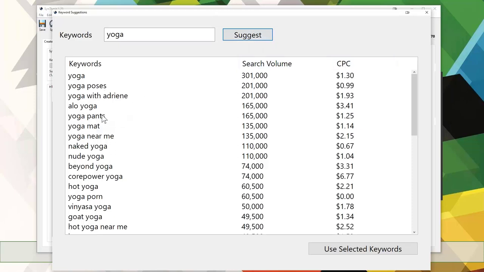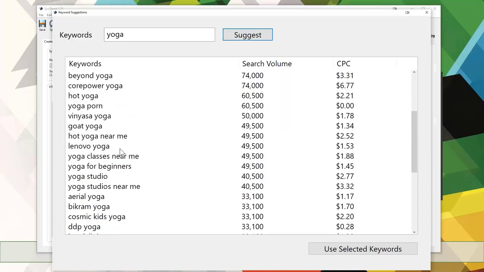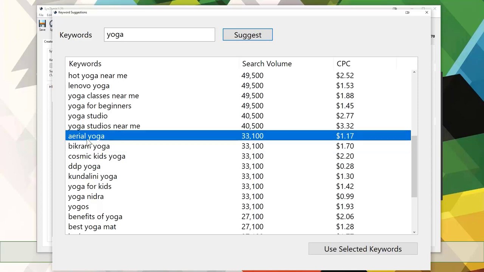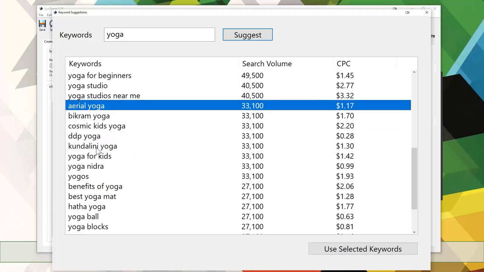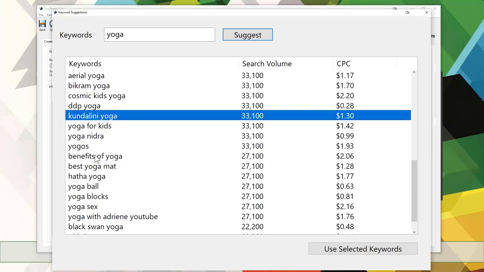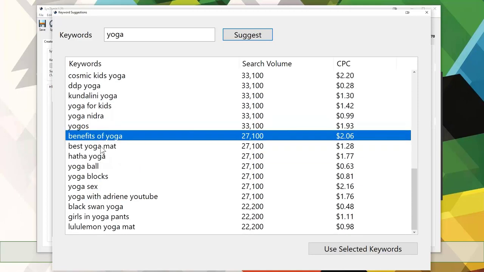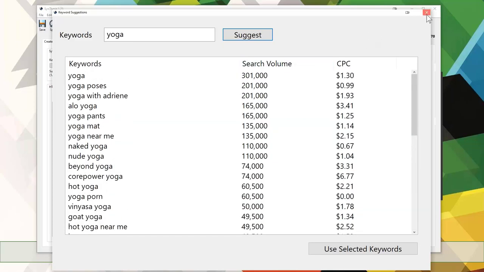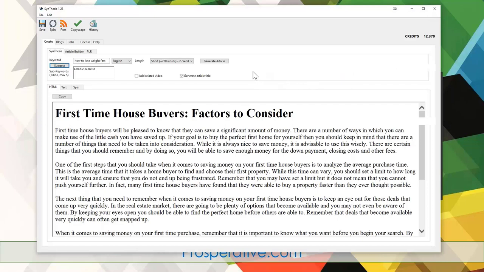Okay, yoga pants, yoga mat, naked yoga, nude yoga. That's a thing. Never heard of it, but there you go. Yoga classes, Bikram yoga. I don't know what aerial yoga is, but Kundalini yoga and Bikram are slightly different types. The benefits of yoga, that's a good keyword. Best yoga mat, Hatha yoga. So in answer to your question, Ted, yes, they come from Google.